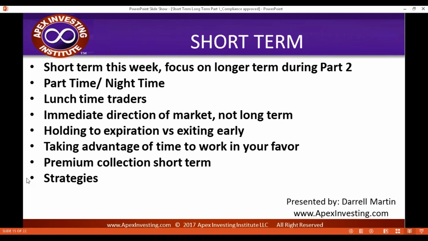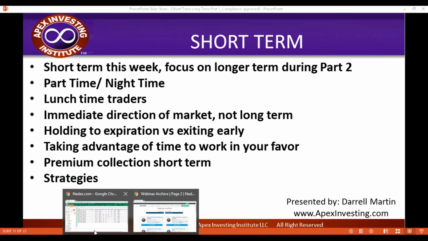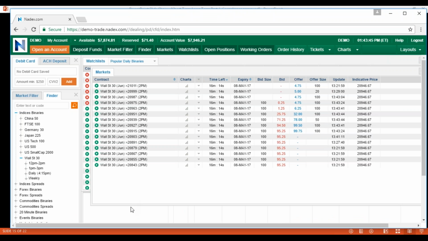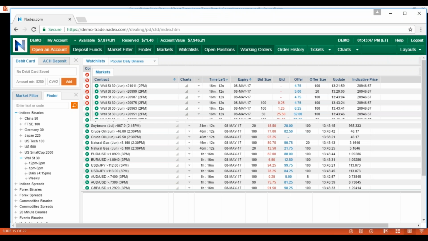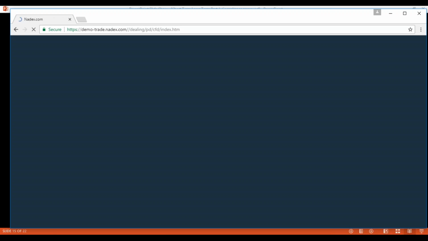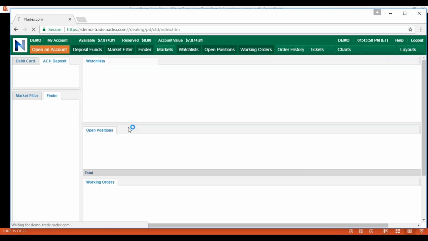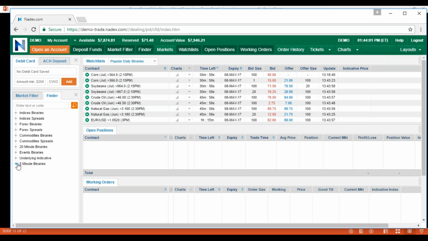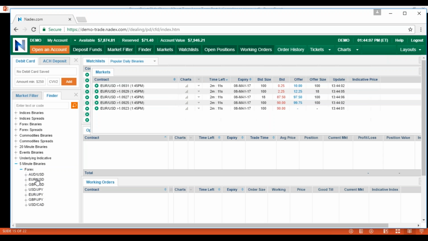All right, let me show you an extreme example, okay? Let me show you a very extreme example. Let's look, because you really got to get this. Let's look at 5-minute binaries on, let me refresh this. Let's look at 5-minute binaries here real quick on, let's say, euro dollar. Okay.